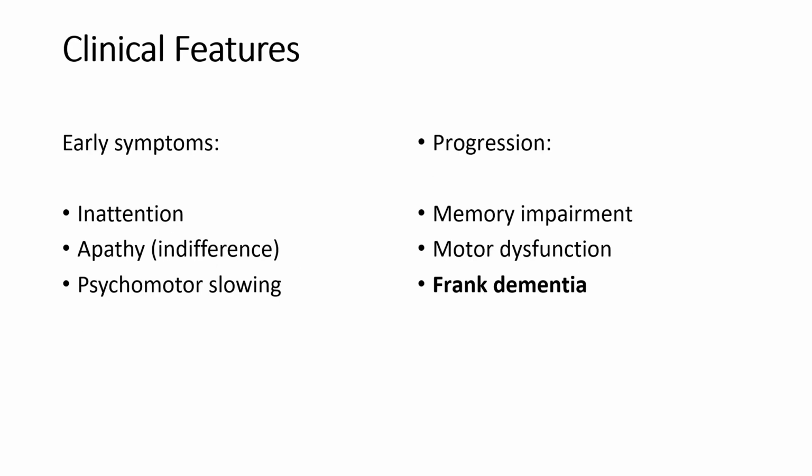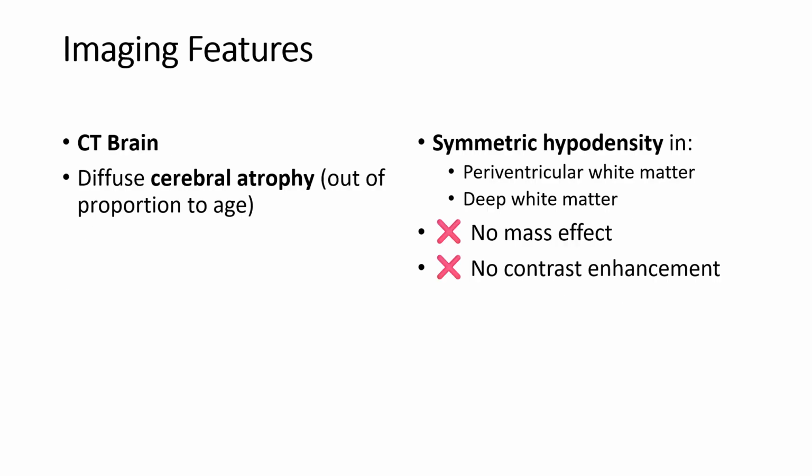The features are early symptoms like inattention, apathy, and psychomotor slowing, progressing to symptoms like memory impairment, motor dysfunction, and frank dementia. CT brain will show diffuse cerebral atrophy out of proportion for the age, and there can be symmetrical hypodensity in the periventricular white matter and deep white matter without mass effect or without contrast enhancement.